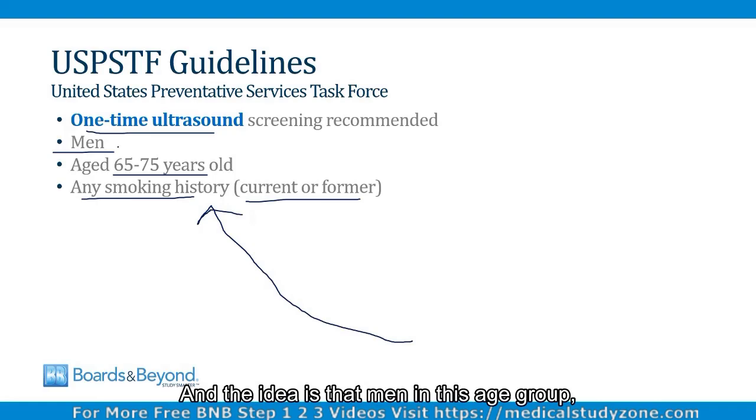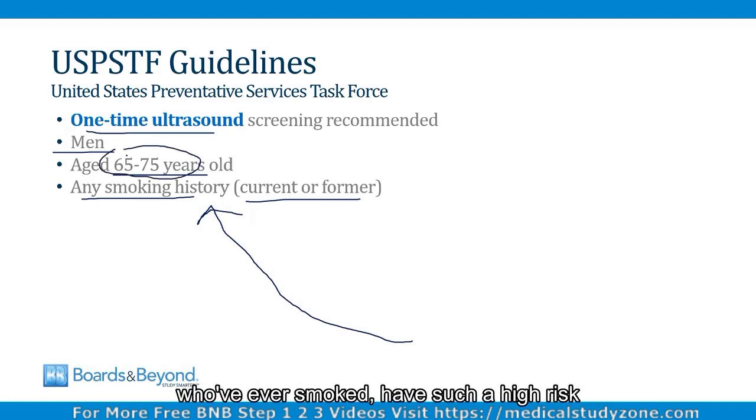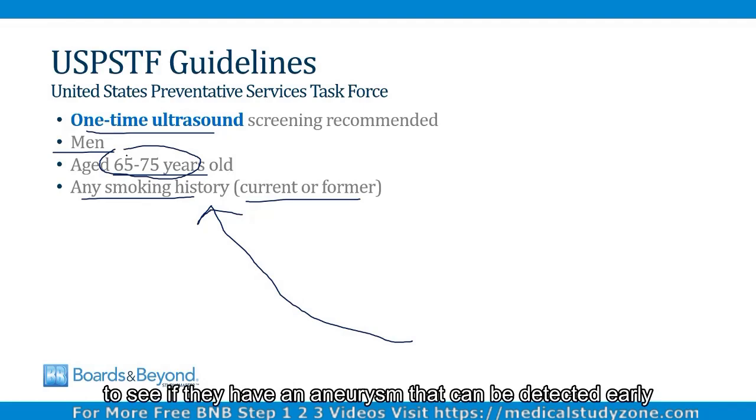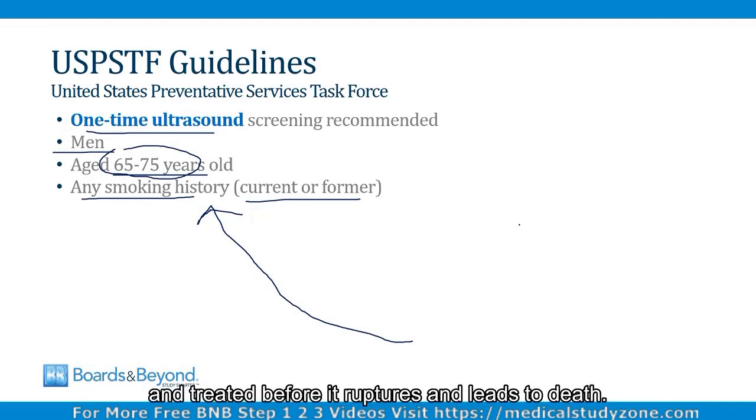And the idea is that men in this age group who have ever smoked have such a high risk of having a AAA that it is worth it to offer them a one-time ultrasound to see if they have an aneurysm that can be detected early and treated before it ruptures and leads to death. And that concludes our module on aortic disease.